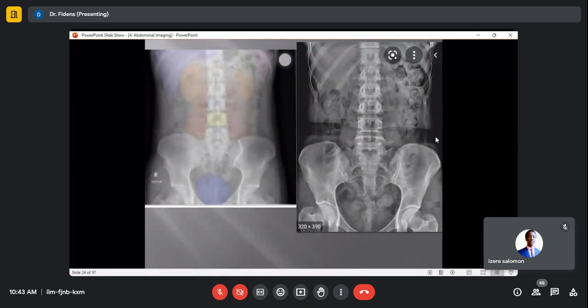We check centering. We check if the diaphragm is included. And on the abdomen, of course, we have to check down to the pelvis, especially the hip joint, so that you cannot miss anything.